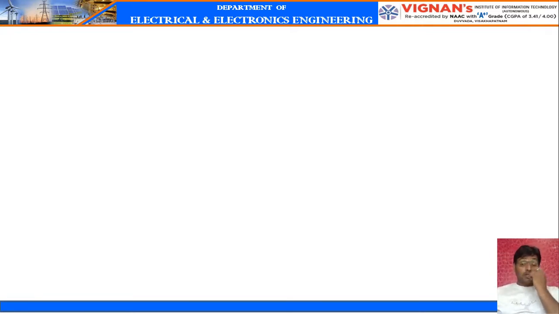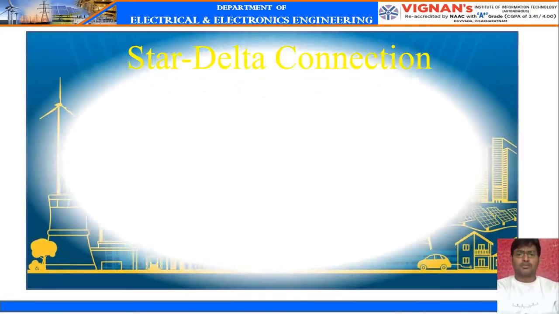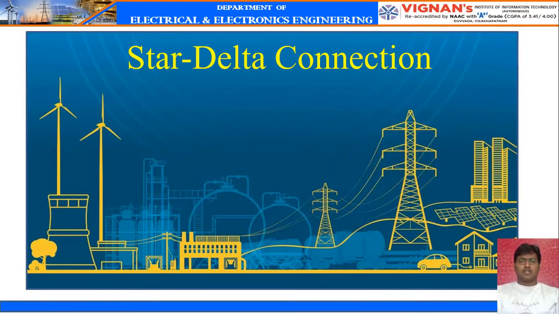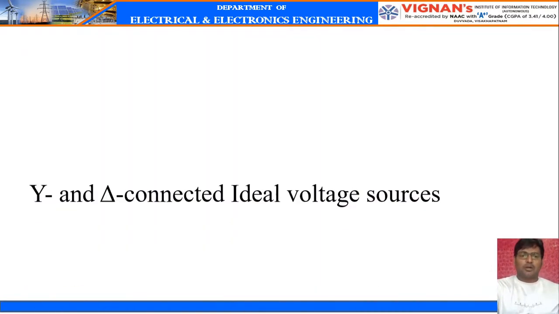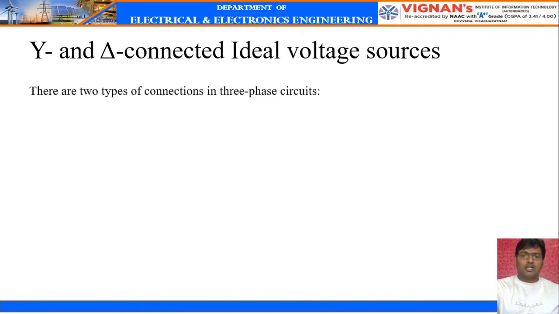Clear? Basically, there are two types of connections in three-phase AC circuits. They are called star connection and delta connection. In three-phase circuits, there are three-phase voltages, three-phase transmission lines, three-phase transformers, three-phase loads, and so on. All are connected either in star or in delta based on the requirement and application. One is a star connection, the other is a delta connection.